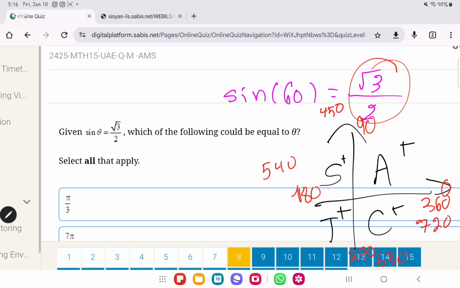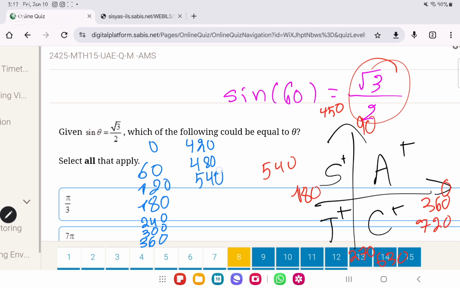Now let us write the multiples of 60. We have 0, 60, 120, 180, 240, 300, 360. Then we have 420, 480, 540, and then finally 600. I'm going to do until 10.